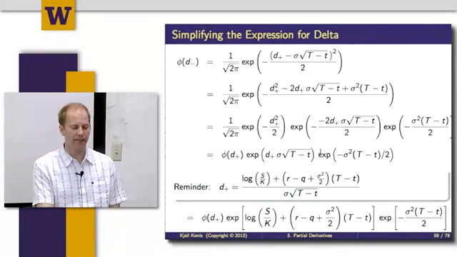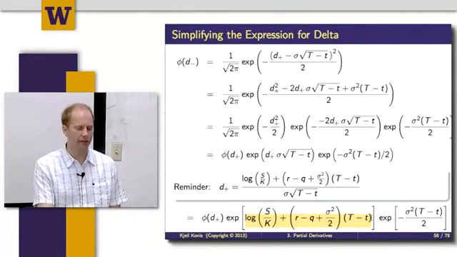So all that's happened is this d plus sigma square root of T minus t has just become the numerator of the definition of d plus. And then the bit in the right-hand term has stayed the same, it's just sigma squared T minus t over 2, and it's negative.